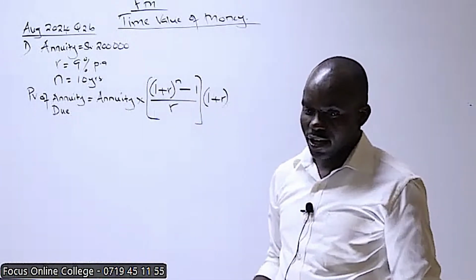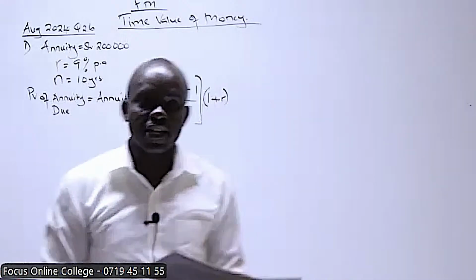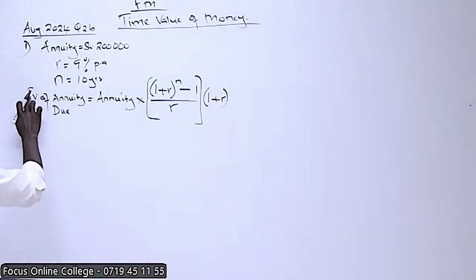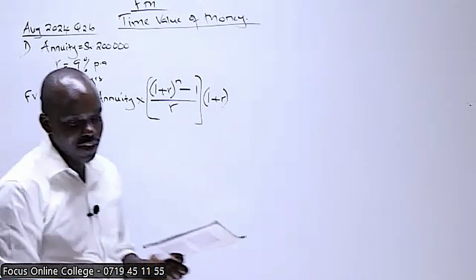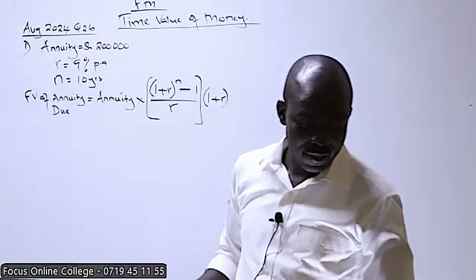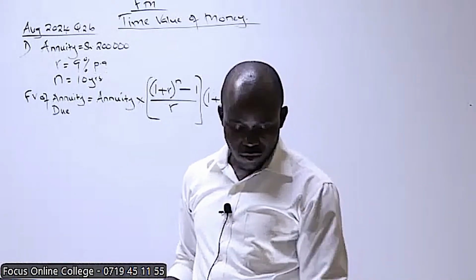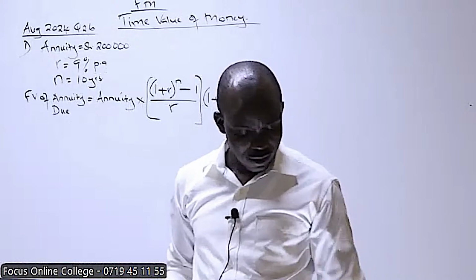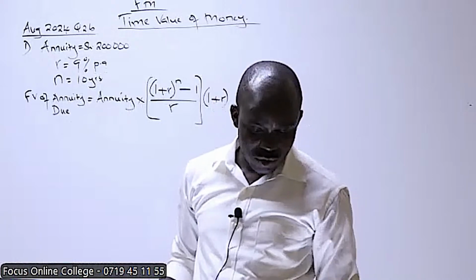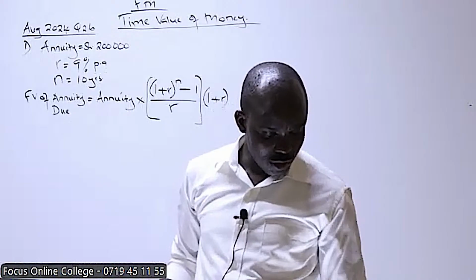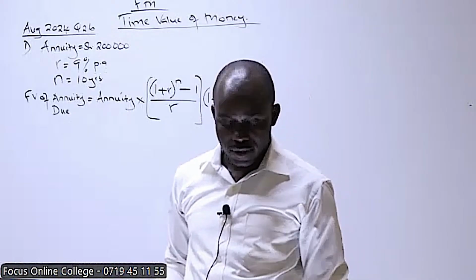So we are going to change here. It's not present value, it's the future value of an annuity, because we are looking at the value of the investment at the end of 10 years, or after a period of 10 years. And I want to believe we are together. Are we together? So let's proceed.